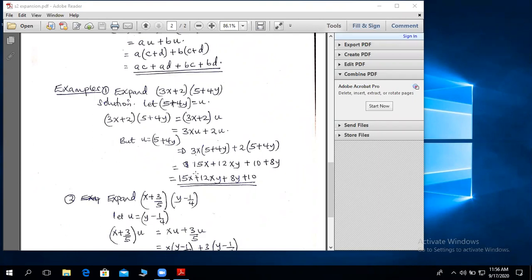And this is my answer. 5x plus 12xy plus 8y plus 10 is the same as this. Okay. Can I have questions from you now on this?